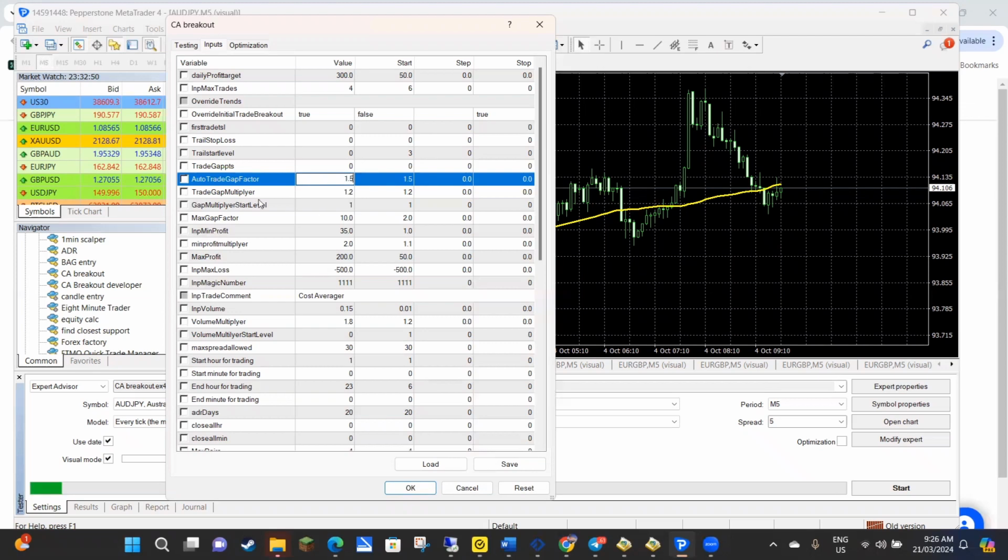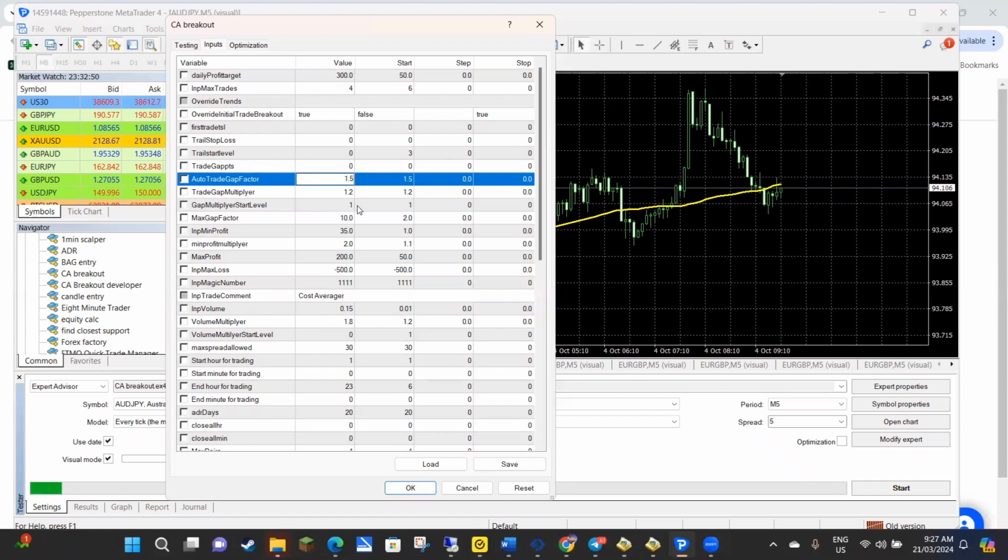But generally I'm using an auto trade gap factor of 1.5, and the trade gap multiplier, that's just meaning that the first and second trades, in that case, would be 150 points apart, and the second and third trades would be 150 multiplied by 1.2. So the trades are getting further and further apart. And that was the original cost averager. We used to open up a lot more positions than just 3 or 4. And so that was a handy way of spacing the trades out and reducing drawdown.